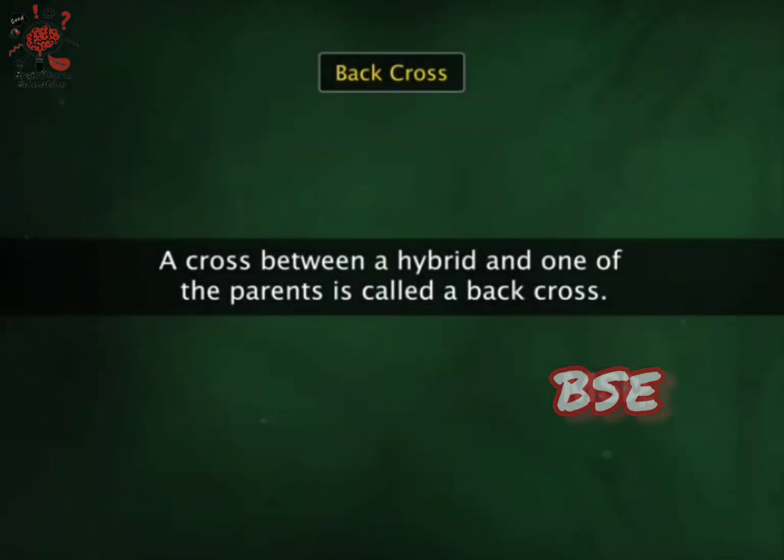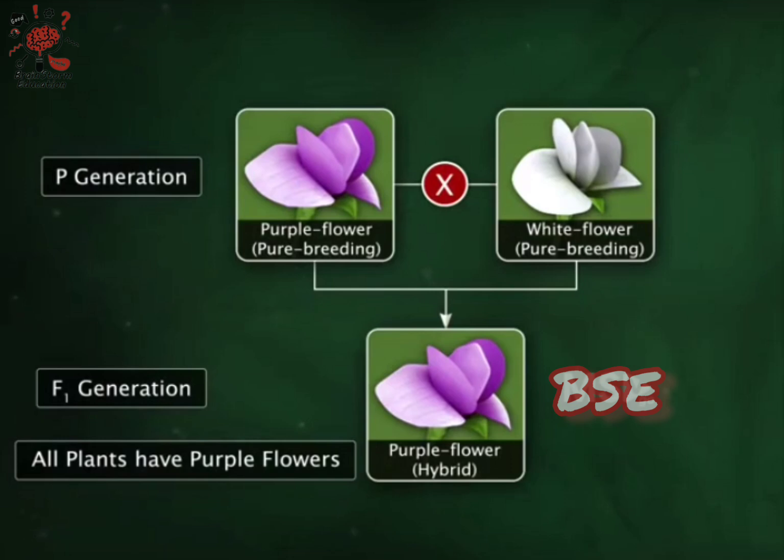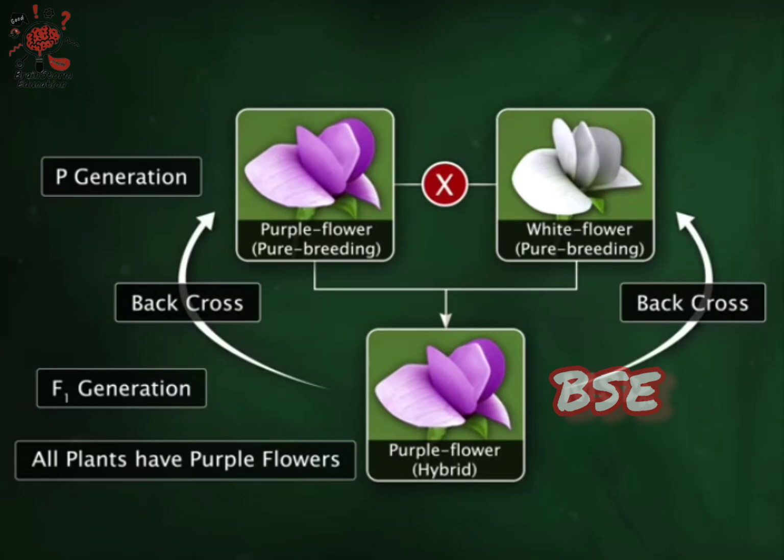Back cross. A cross between a hybrid and one of the parents is called a back cross. For example, a hybrid produced in a cross between a white and a purple-flowered pea plant. A back cross will involve crossing this hybrid with either a white or a purple-flowered parent plant.